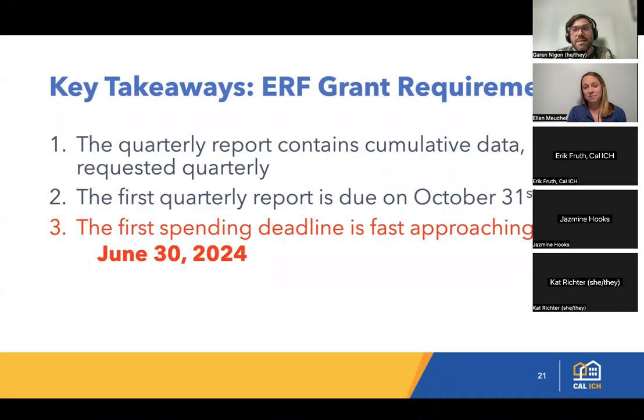Cool. Thanks, Ellen. Just to reiterate some key takeaways, the quarterly report contains cumulative data. It's requested quarterly. The first quarterly report for wave 1 grantees will be due October 31st. And then the spending deadline is approaching: June 30th, 2024.